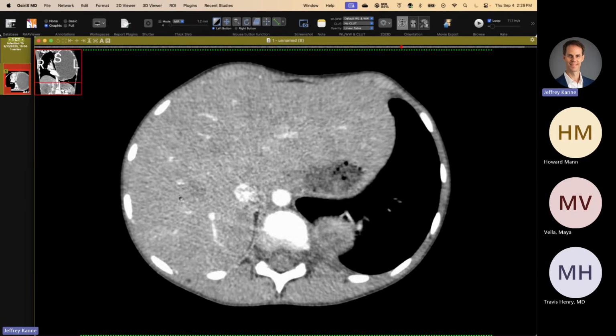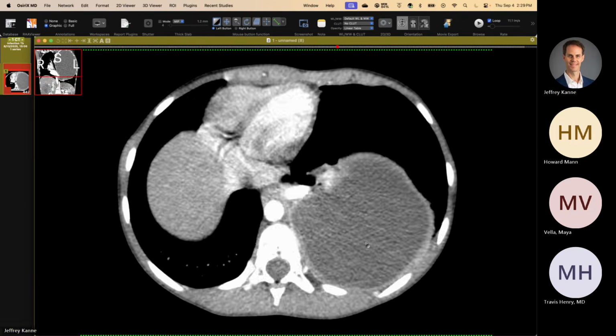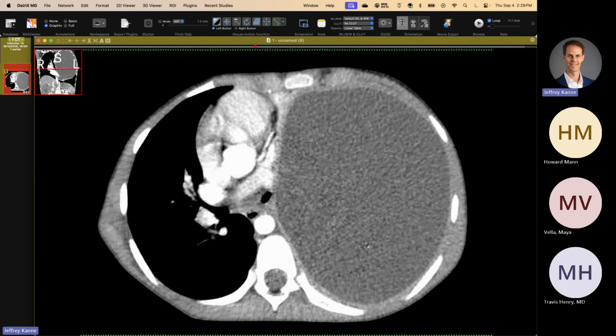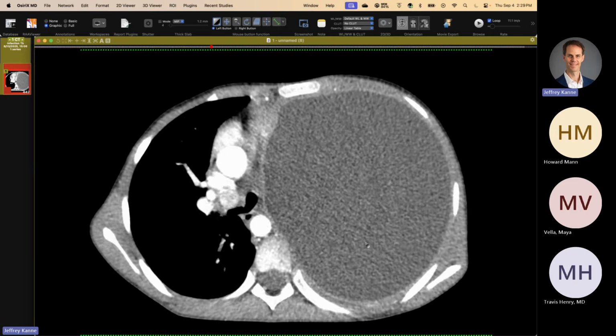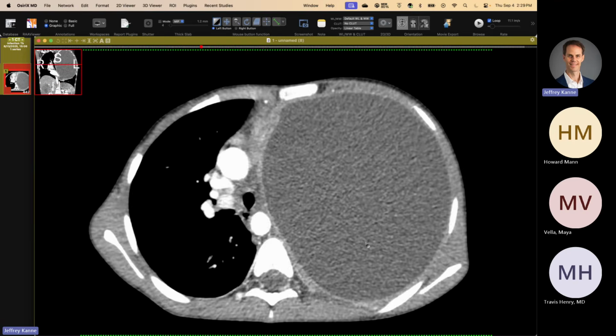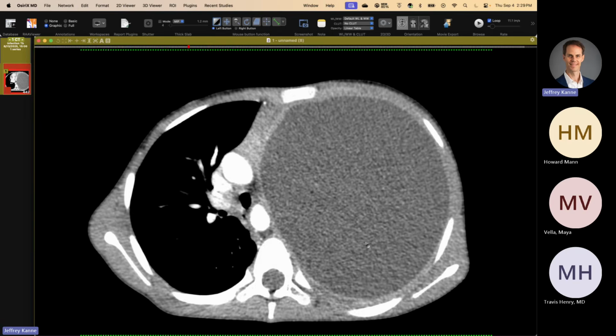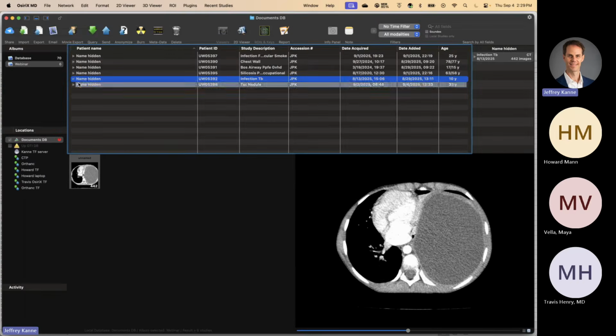So they actually drained this presumed empyema, and this is a tuberculous empyema with liver involvement as well. I couldn't find any pulmonary or skeletal involvement, but TB empyemas can get quite large, and of course, TB can affect other organs. So this is a TB empyema with liver involvement. Wow. And then this is probably the most interesting case.